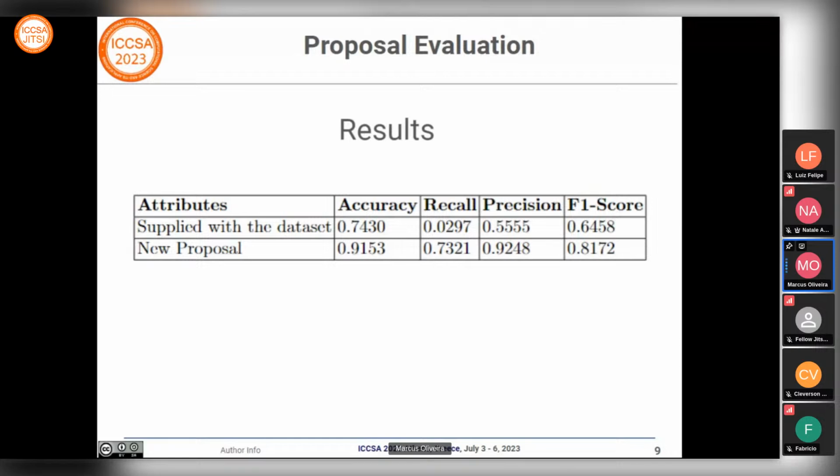So we compare the SVM classifier performance on the attribute table supplied with the dataset and the attribute table generated by our proposal. The results show us the classifier performed better on our attribute table than the table provided with the dataset, reaching 0.81 F1 score against 0.64 of the other attribute table. The F1 score is a good metric to compare that, because it is a harmonic mean between recall and precision, giving us an overview of performance.